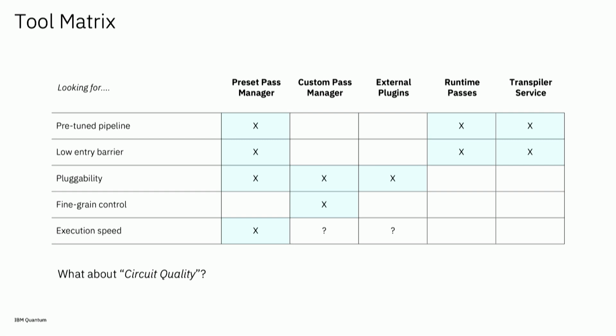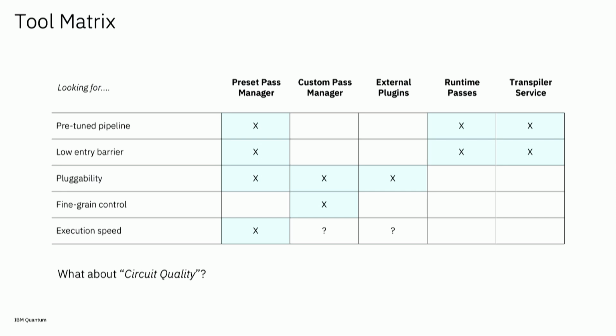So if you want a pre-tuned pipeline, something with a low entry barrier, and that you know will work decently well, then we recommend pointing to the preset pass manager as well as the runtime passes that you can easily just turn on and off with some runtime options in the primitives, as well as the transpiler service.